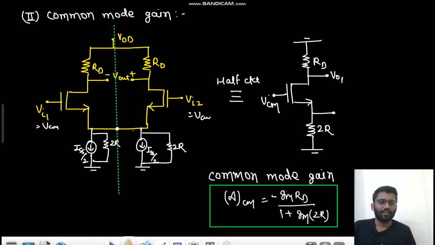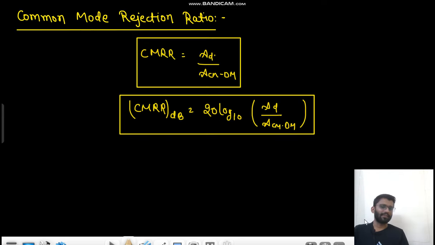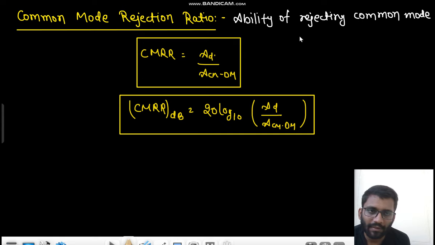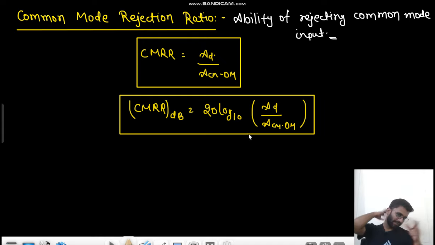Right? So the next topic will be CMRR. So what is basically CMRR? I will explain here only. CMRR is the ability of rejecting common mode input. Okay, this is what CMRR is, ability of rejecting common mode input.